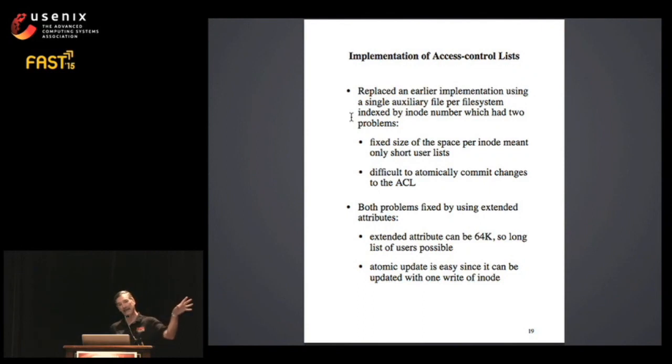By moving them out of that implementation and re-implementing them as part of the extended attributes, since the extended attributes can be 64 kilobytes in size, you can have a very long list of users and groups, and you get the atomic update of that. So it really took something that was fairly ad hoc and didn't work very well and turned it into something that worked extremely well. And luckily, this is the case because now in NFS v4, you actually have to have that stuff work. Before, there was just sort of a checklist because people asked, do you have access control lists? Yes, we do. Do they work? Well, you're not supposed to ask that question.